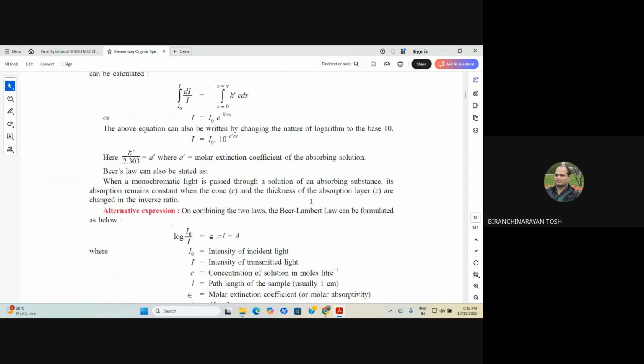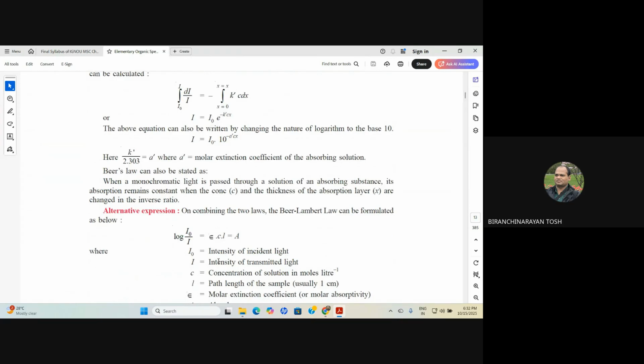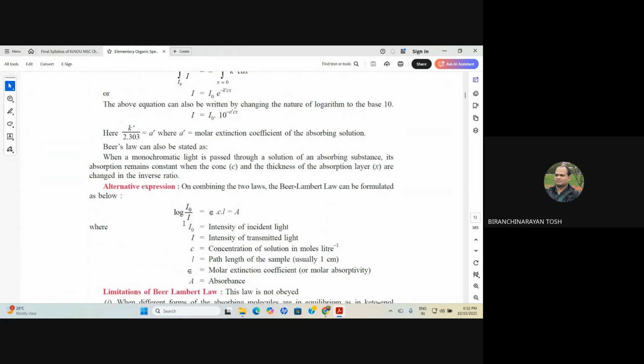So you can see here, log I naught by I, or log I by I naught equal to minus a dash cx. So if you take log I naught by I, it will be equal to a dash cx. This a dash we have converted to epsilon. Epsilon is nothing but the same thing, the molar extinction coefficient. What was a dash we have changed to epsilon. C is there, and x, the thickness, we have converted to L. Same representation, but different notation only.